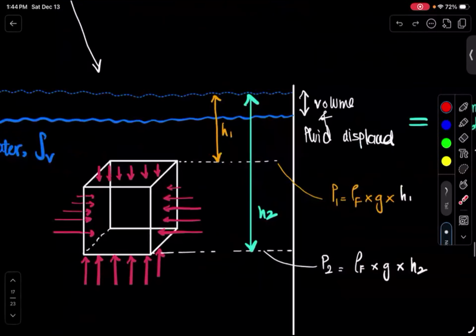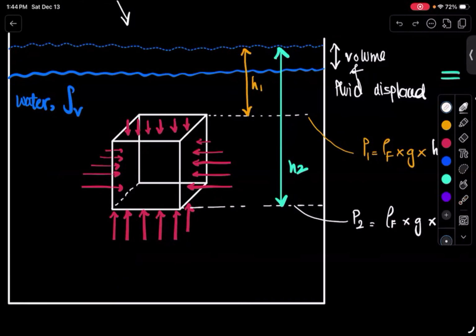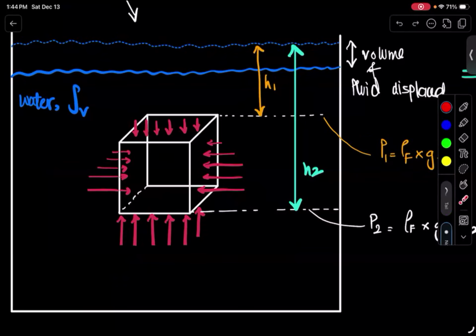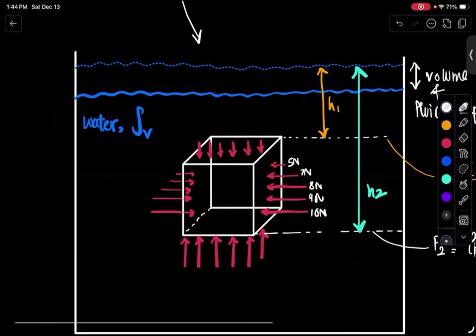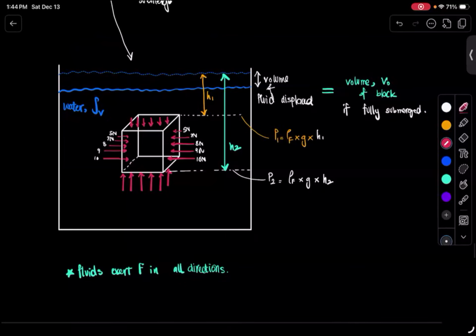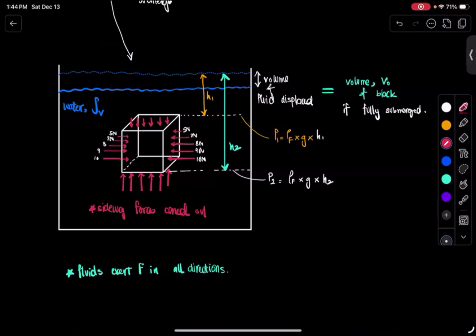Okay. Now what happens to the sideways forces? The sideways forces actually cancel out. Why? Because think about it. If you keep increasing in depth, obviously these forces keep increasing: 5 Newton, 7 Newton, 8 Newton, 9 Newton, 10 Newton. But do you see that it also increases from the left side? 5 Newton, 7 Newton, 8, 9, and 10. So clearly we see that the sideways forces due to water cancel out. Okay. Are you following me so far?